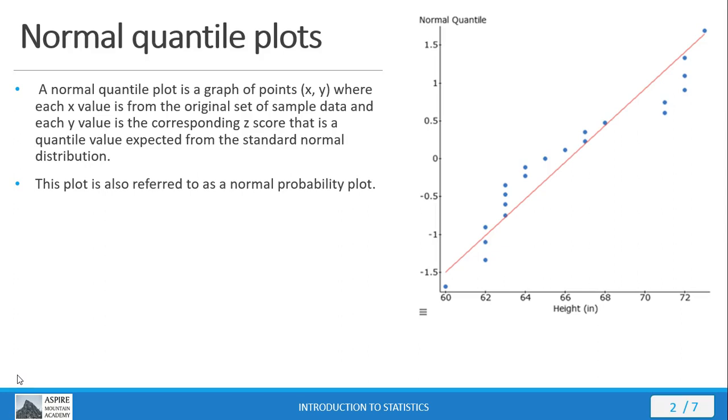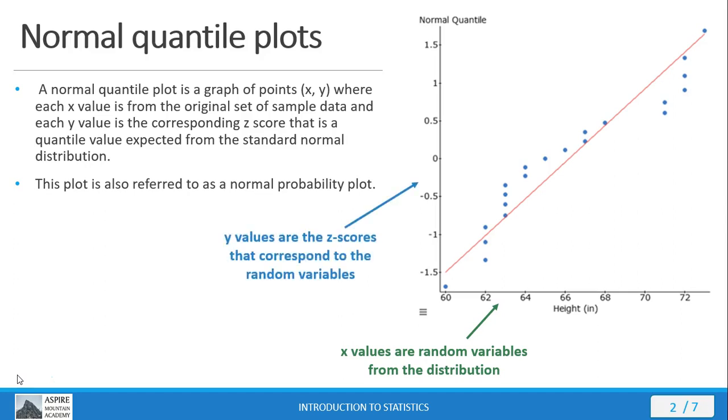Now, another name for this plot is the normal probability plot, because z-scores with the normal distribution are all related to certain probabilities, and we're checking for normality. So normal probability plot is a name you sometimes hear for these plots. Keep in mind that the x values are random variables from your distribution, so whatever your data set is providing, the x values come from that. The y values are the z-scores that correspond with those random variables. And these are the ordered pairs that we are plotting in the normal quantile plot.